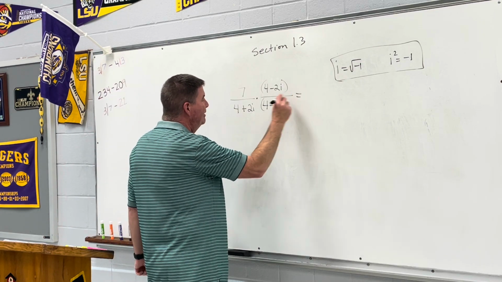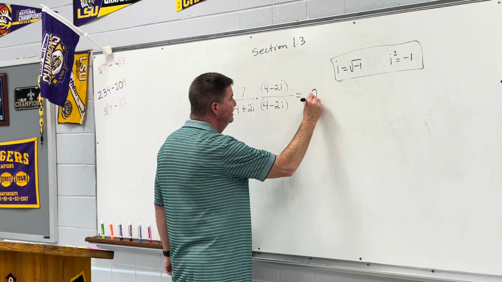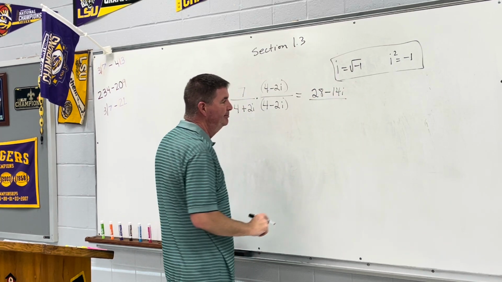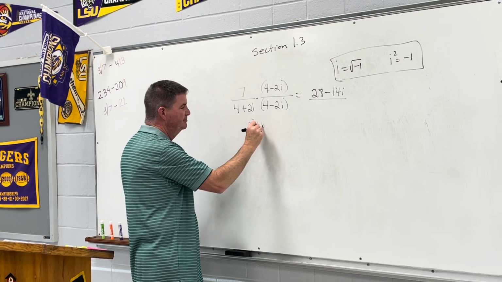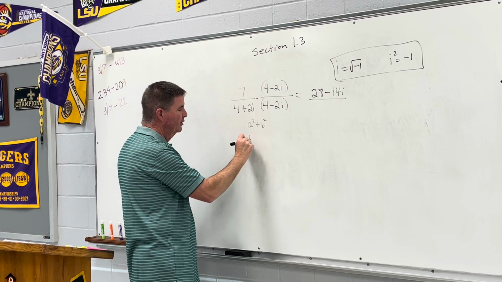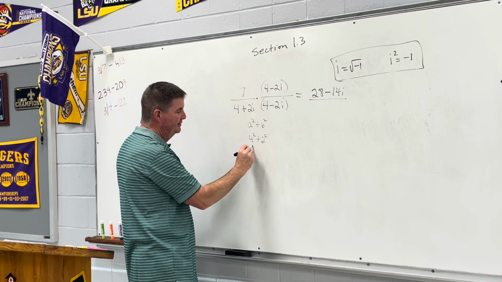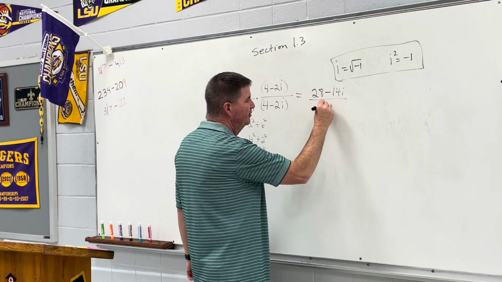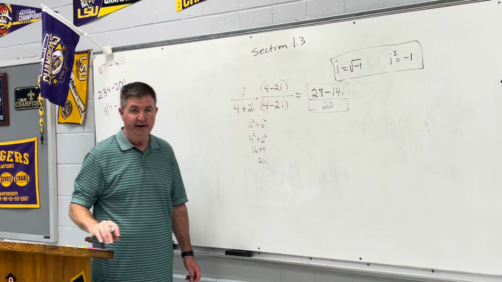So on the top, I now have 7 times this, so I have to distribute, giving me 28 minus 14i on the top. And on the bottom, it's a squared plus b squared. A is 4, so 4 squared, plus b is 2, so 2 squared. That's 16 plus 4, or 20. So therefore, on the bottom, we'd have 20. That would be our answer.